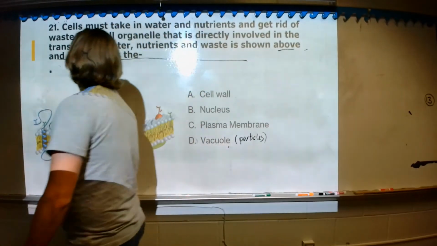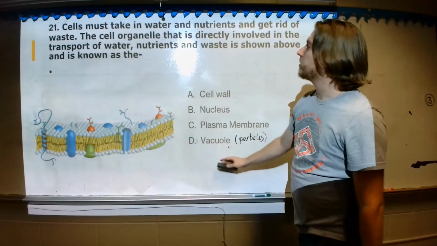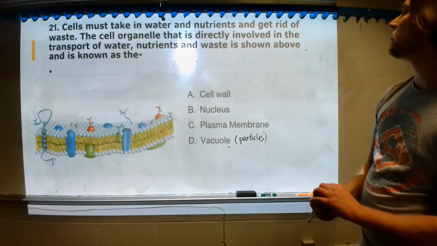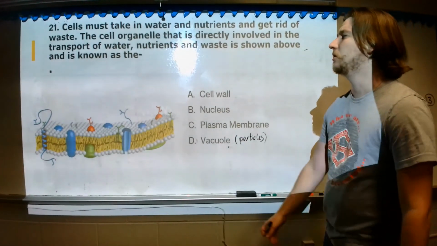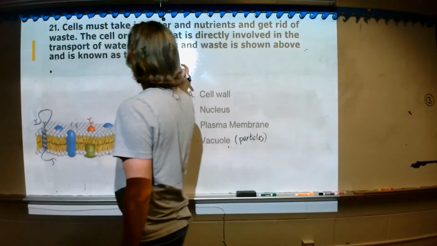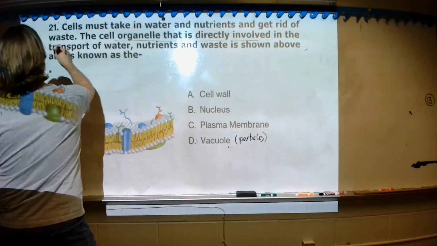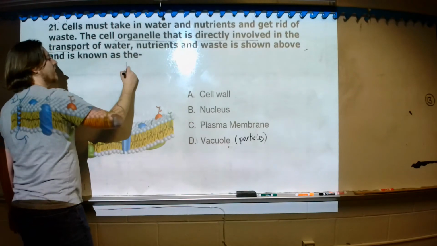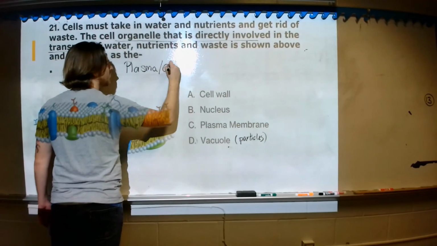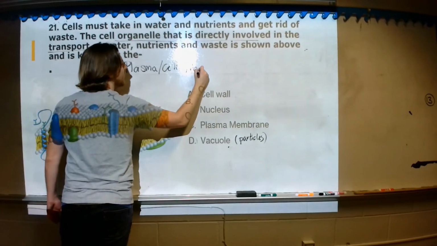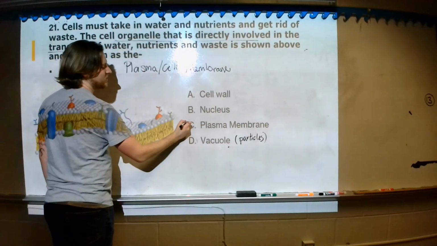Number 21, cells must take in water and nutrients and get rid of waste. The cell organelle that is directly involved in the transport of water, nutrients, and waste is shown above and is known as the organelle that is directly involved in transport. I know that very easily off the top of my head. It is my plasma membrane, otherwise known as my cell membrane. And my answer choice that corresponds to that is the C.